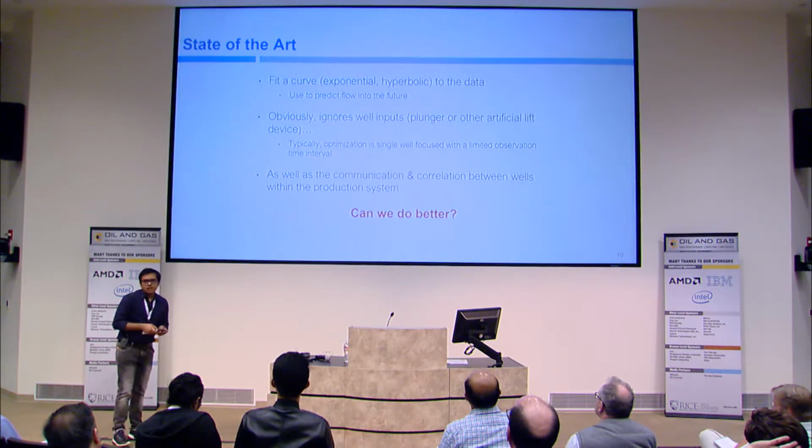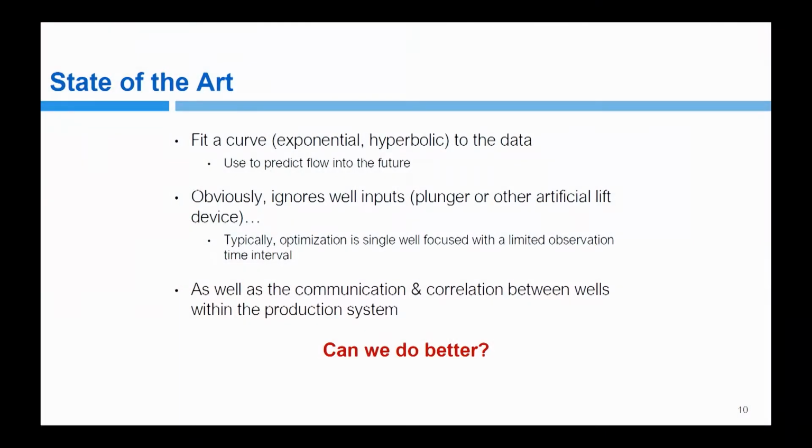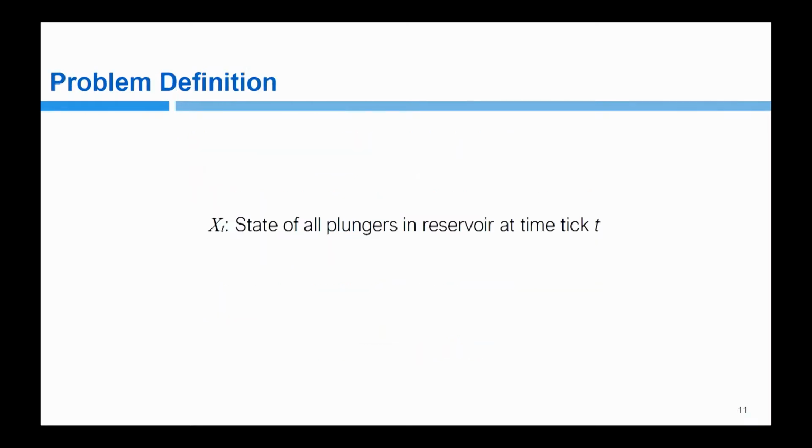So the question to ask is, can we do better? And our answer is yes. We would fit a neural network to this system and model the input-output relationship so that we can model the outputs better. Before going into the neural network model, we would first formalize the problem, define the variables, and then go into the details.